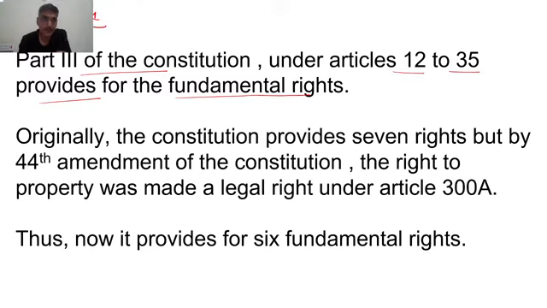Article 12 gives us the definition of the word state, against which we have the right. Article 13 says that all those laws which go against fundamental rights would be declared null and void, means no law can violate any fundamental right. So this was given in Article 13. Anyway, originally the Constitution provided for 7 fundamental rights, but by the 44th Amendment of 1978, the right to property was made a legal right under Article 300A.